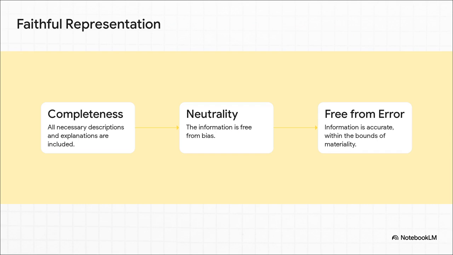And to get faithful representation, you really need three key ingredients. First, the information has to be complete. No crucial details can be left out. Second, it must be neutral, meaning it's not spun to paint an overly rosy picture. And finally, it has to be free from material error, which just means no mistakes or omissions that are big enough to change someone's mind.